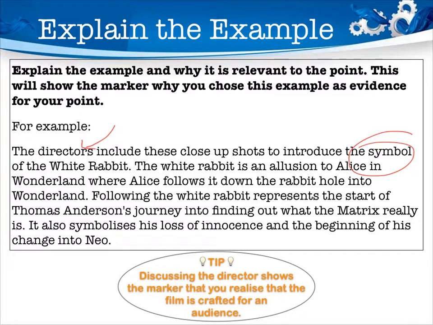So you can see that not only have I used camera shots here, but I've also introduced the symbol, which is another film technique. Now, discussing the allusion to Alice in Wonderland, that's the sort of thing markers are looking for in an excellence essay, allusions. So make sure you include that because that's quite important for the Matrix.